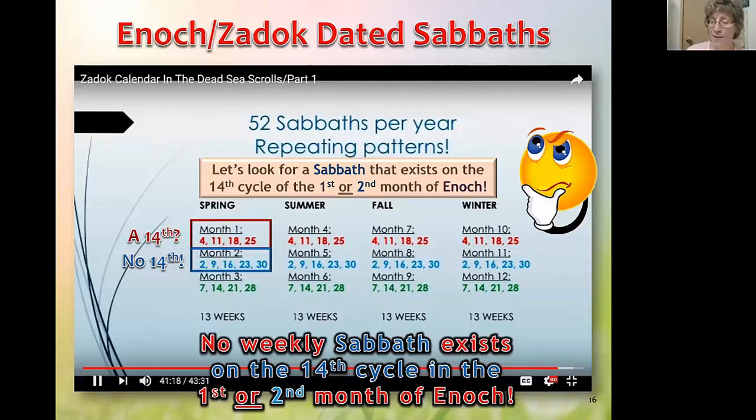So Enoch doesn't have a leg to stand on. There are no weekly Sabbaths on Enoch's calendar on the 14th day of the month in either the first or the second month. So they are not qualifying according to Joshua.